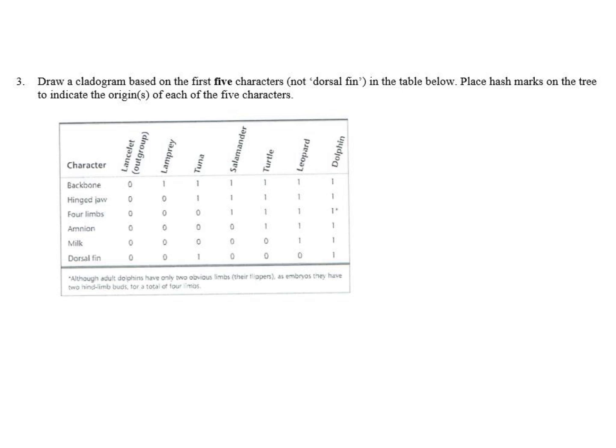In the table below, place hash marks on the tree indicating the origin of each of the 5 characters. So first thing I'm going to do is cross out the dorsal fin so I don't forget to not pay attention to that. Then I'm going to look at the chart. And this chart happens to be in order.